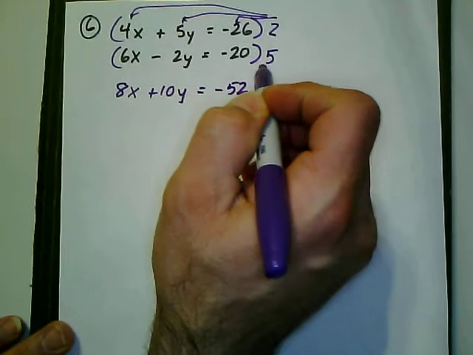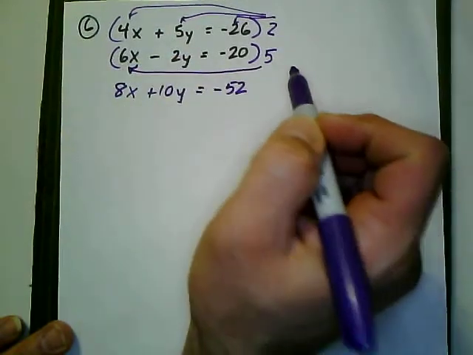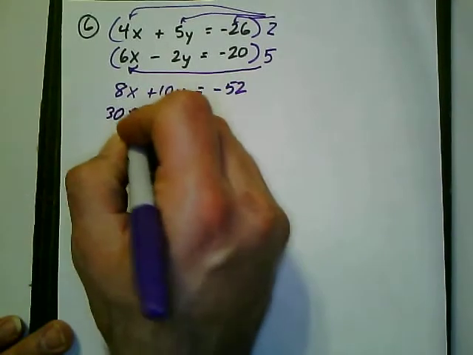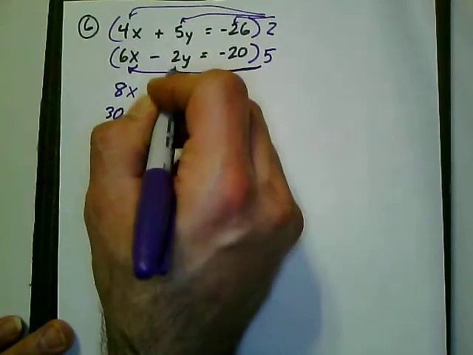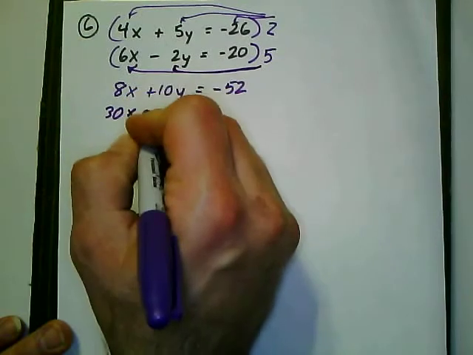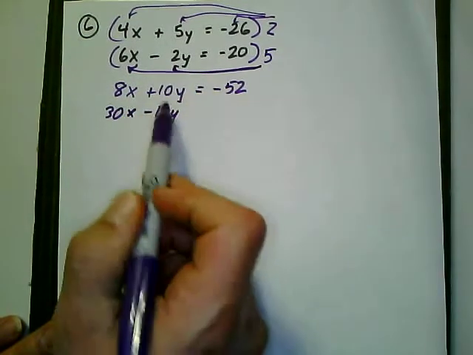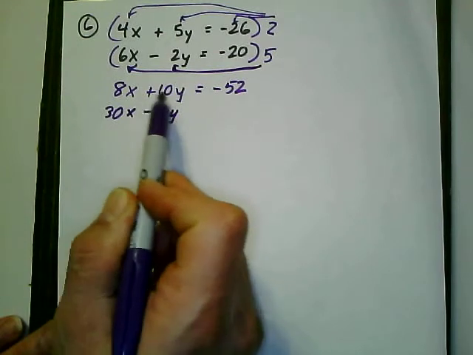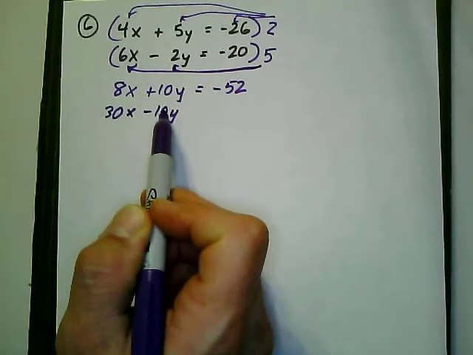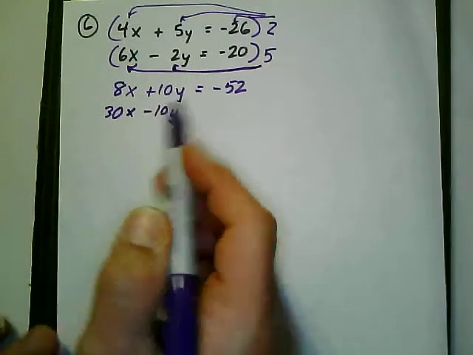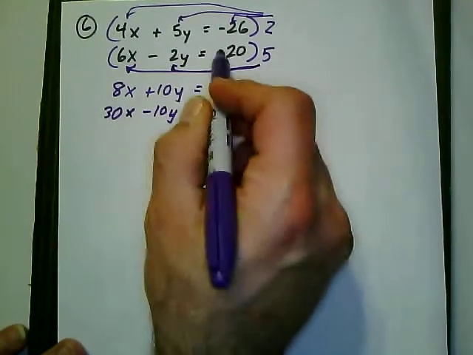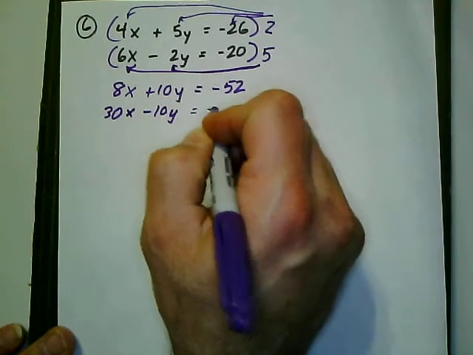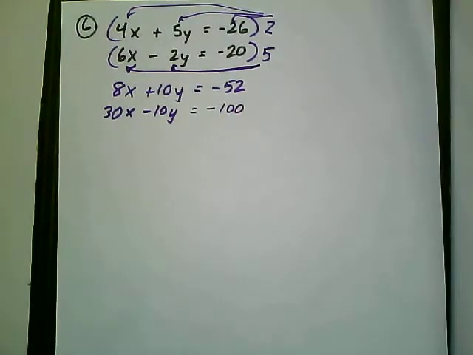Then we're going to distribute this one. So 5 times 6 is 30. They have 1x together. 5 times negative 2 is negative 10y. And you can see it already. Look, positive 10y, negative 10y, so 10 minus 10, boom, is nothing. That's the elimination part of this. And 5 times negative 20 is negative 100.